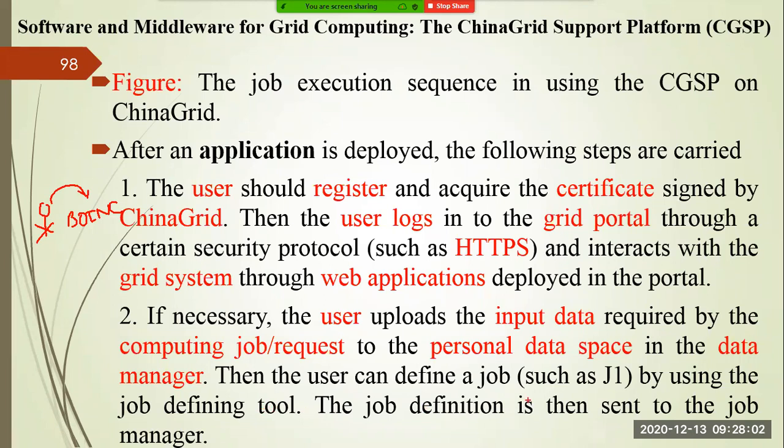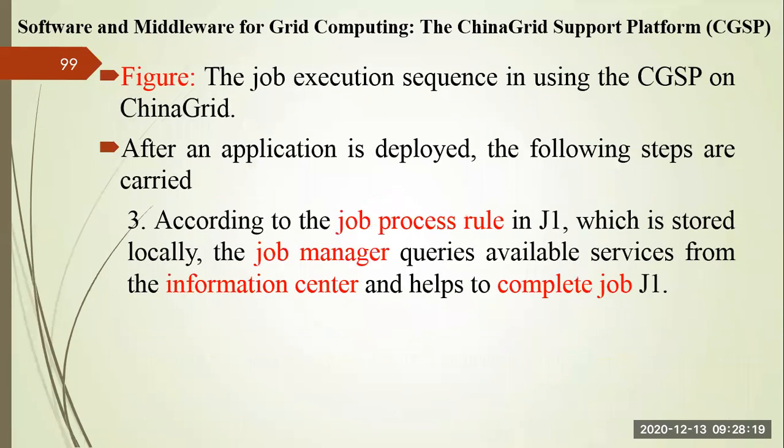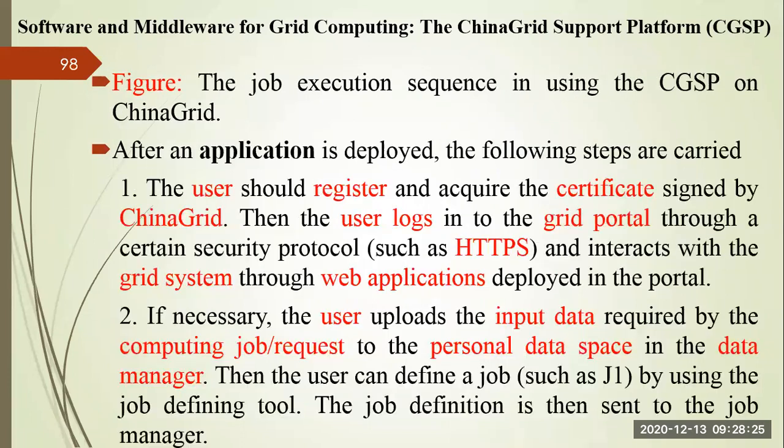Then the job definition is sent to the job manager. So after defining your job, that job ID is given to the job manager to track everything. So with this ID, you can track at a later point of time. Next, according to the job process rule in J1, what you are going to do is stored locally, you have seen that the device manager is going to maintain this, right?